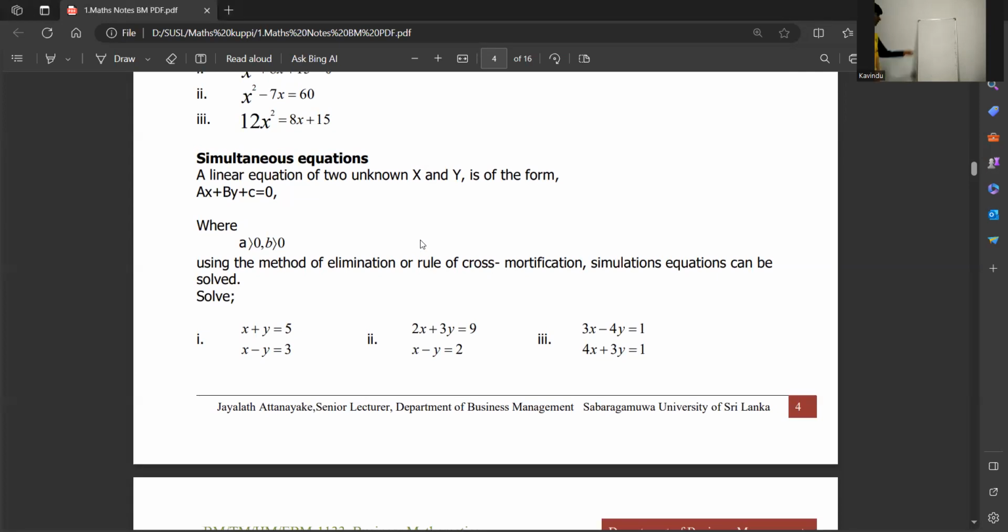In the previous type of equations, we had only one unknown, x or y. But here we have two unknowns, both x and y. It could be A and B, P, Q, anything; there are two unknown letters.